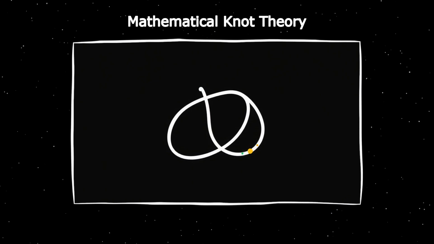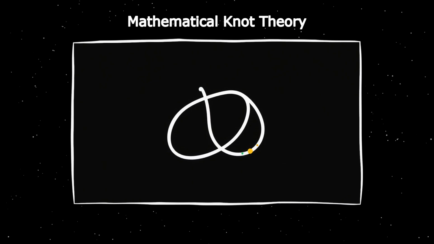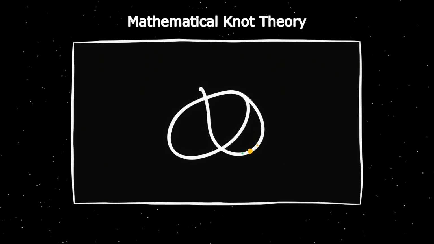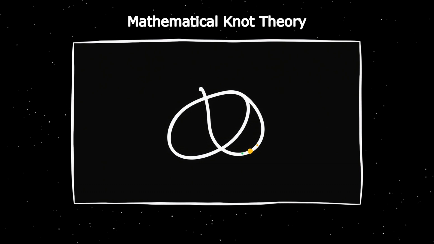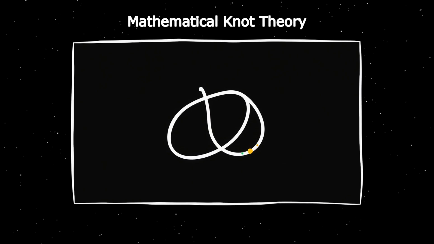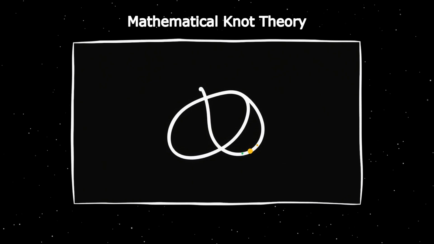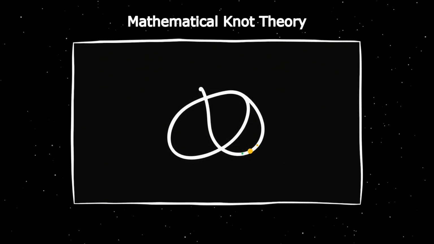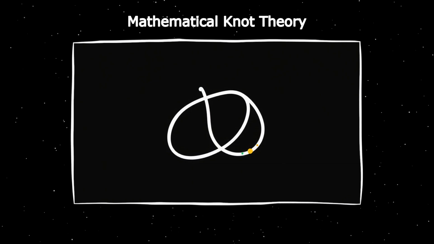To begin, let us visualize a simple knot. Picture a shoelace tied into a bow. This seemingly trivial object can be analyzed in terms of its topology, which is a branch of mathematics that studies properties that remain unchanged even when the shape is distorted.